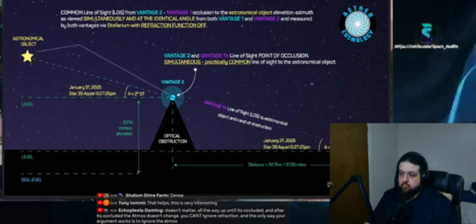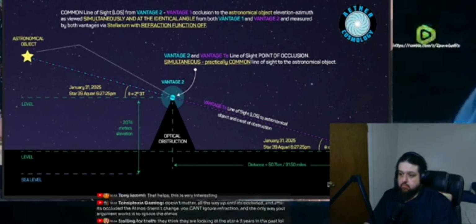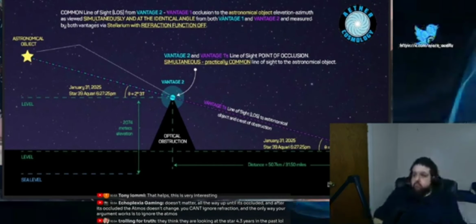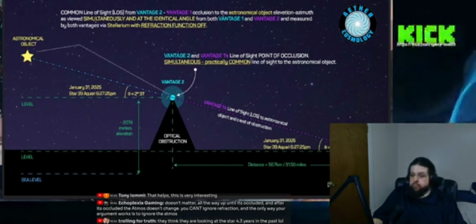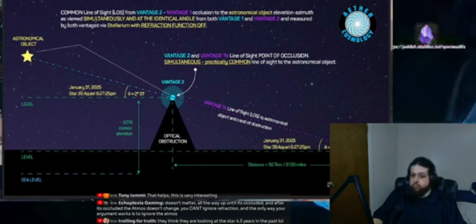It's coming in at 219. Do you see how the red line is above the mountain? That means that the mountain wouldn't block the red line. The red line is the starlight, right? You understand what the red line is. The red line is the starlight. It's a tangent to the yellow line.